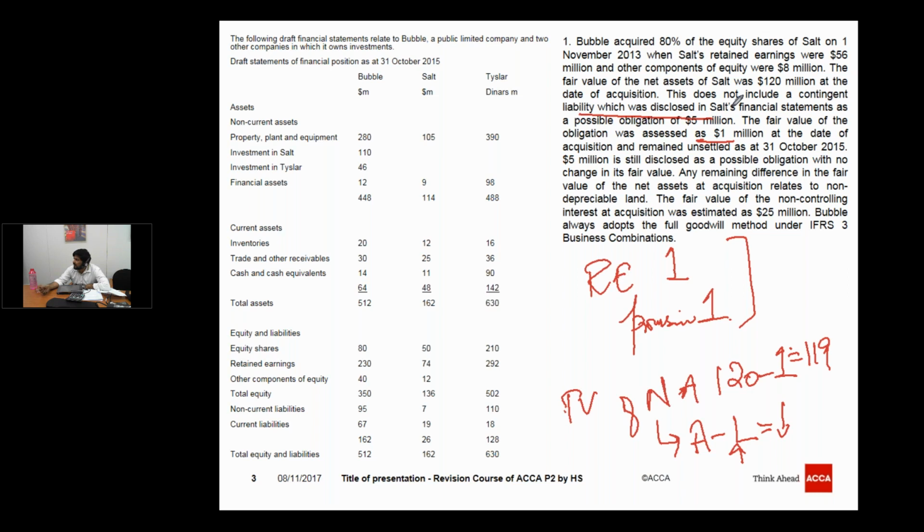What happened to the 5 million? The 5 million is actually the possible obligation that we have disclosed, but we have to take the fair value of the contingent consideration, which is actually 1 million. Subsequently, 5 million is still disclosed as a possible obligation with no changes in its fair value. So there is no change in the fair value, which means we have to adjust only 1 million rather than 5 million. So all the liabilities, when we record them for the purpose of consolidation, should be reported at the fair value.